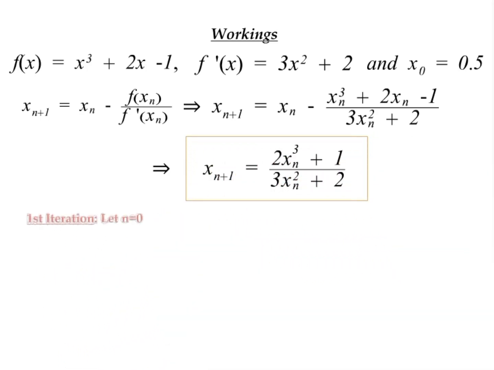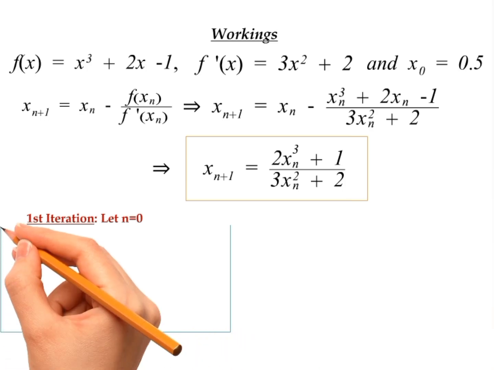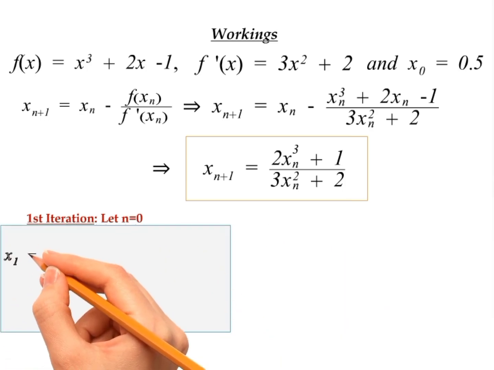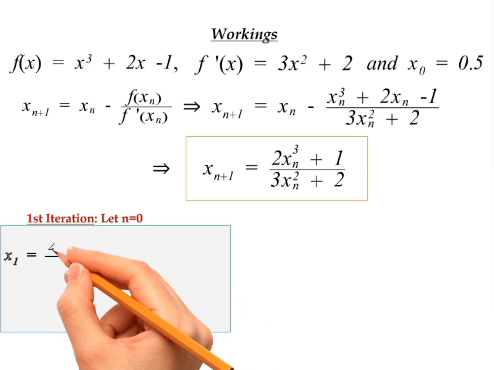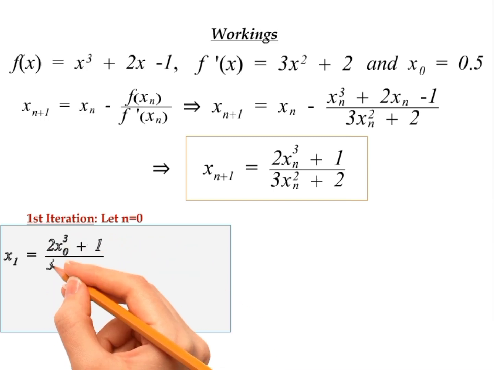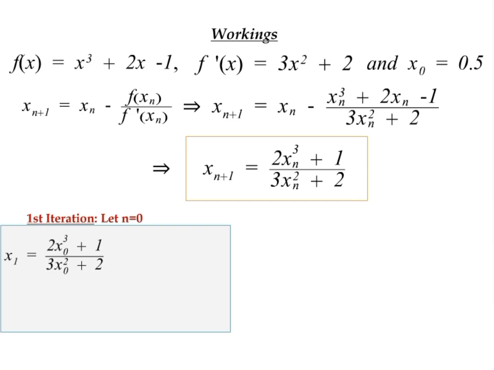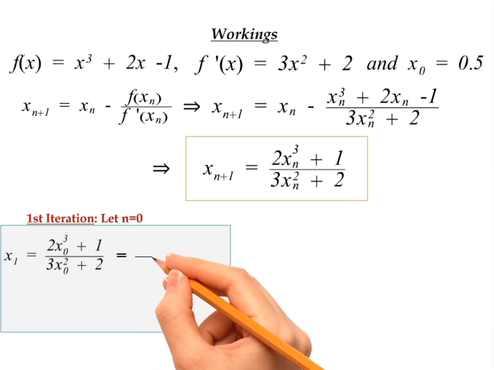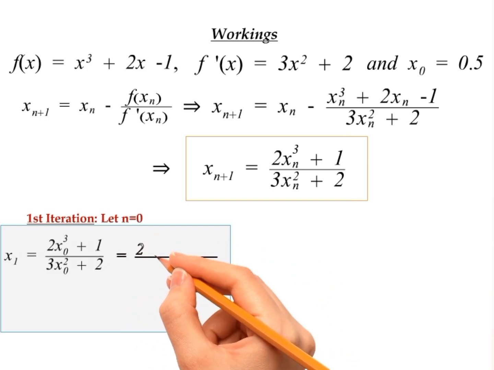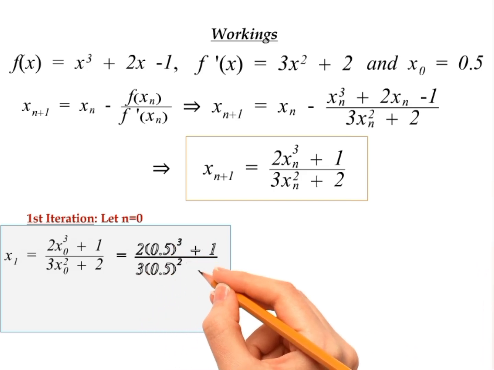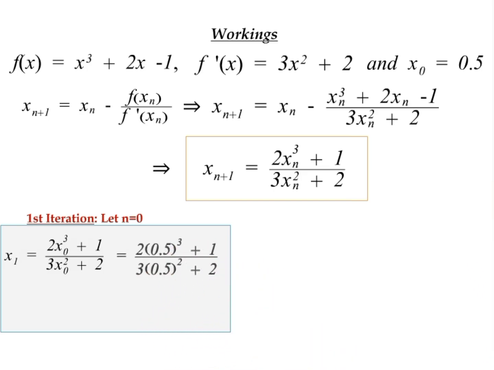For the first iteration, we substitute n with 0. This gives x sub 1 equals 2x nought cubed plus 1 over 3x nought squared plus 2. Since x nought is 0.5, we substitute this into the expression, and this gives the value of x sub 1 as 0.4545.